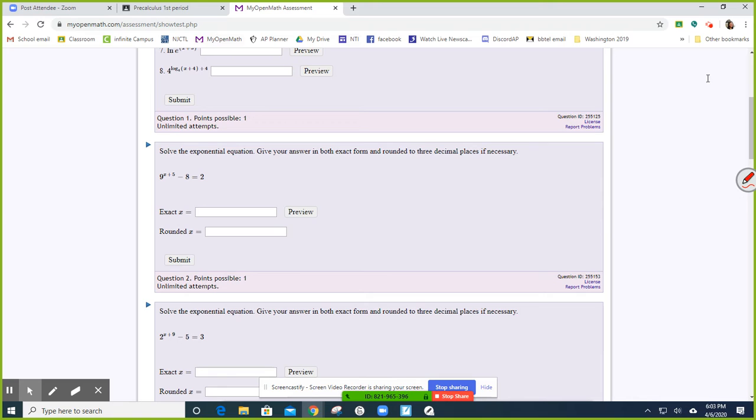Okay. So what you want to do, you want to solve it. So basically you want to get an x equals. So if I'm looking at my equation right here, the first thing I got to do is add 8 to both sides. If I add 8 to both sides, I get 9 to the x plus 5 power equals 10. Now we got to figure out a way to get this out of the power. So what we're going to have to do is use this number right here, and we're going to log both sides. So what I mean by that, I'm going to say log base 9 of 9 to the x plus 5 equals log base 9 of 10.